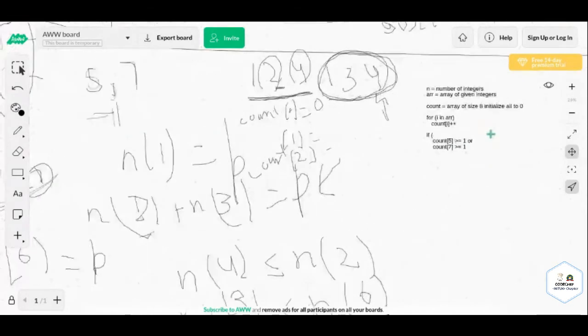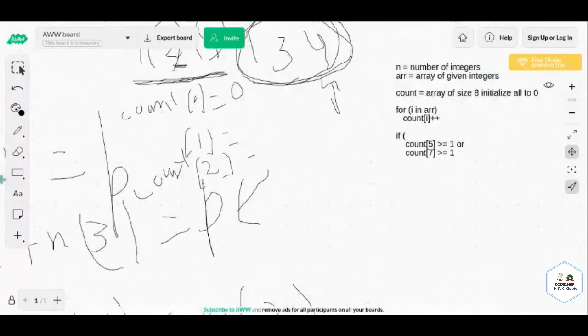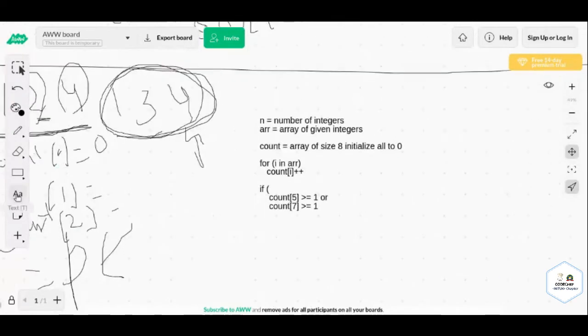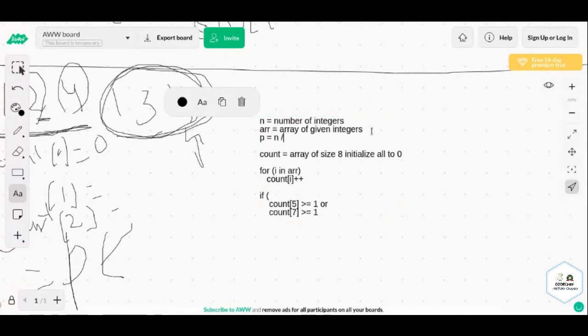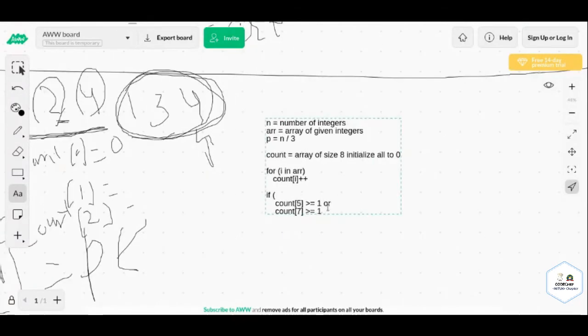Okay, so let's create another variable here. p is equal to n by 3, that is the number of partitions. Otherwise, if count of 1 is not equal to p, the number of 1s must be equal to p, that is n by 3. And if it is not the case, then we will print minus 1, that is, the answer doesn't exist.